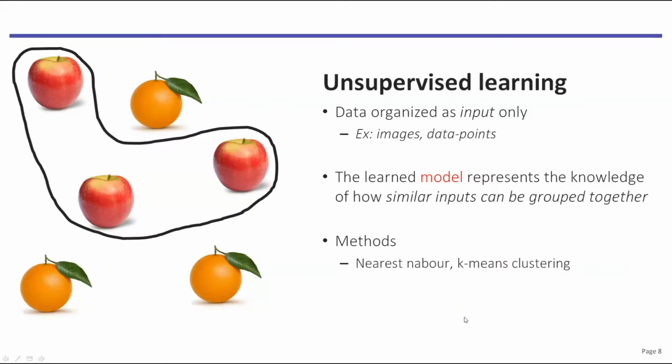Typical examples of unsupervised learning would be nearest neighbor, k-means clustering, and lots of other methods. PCA, principal component analysis, is often considered unsupervised learning. Well, it is unsupervised learning.